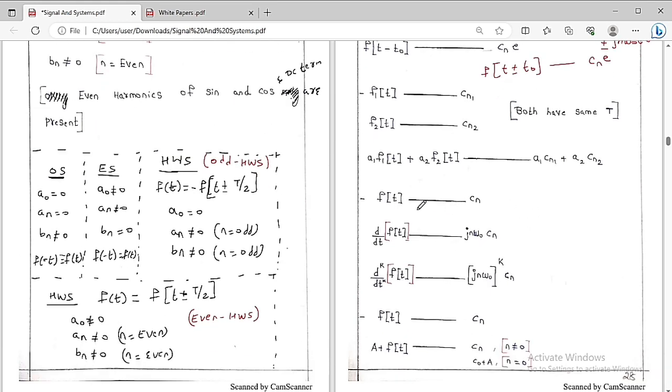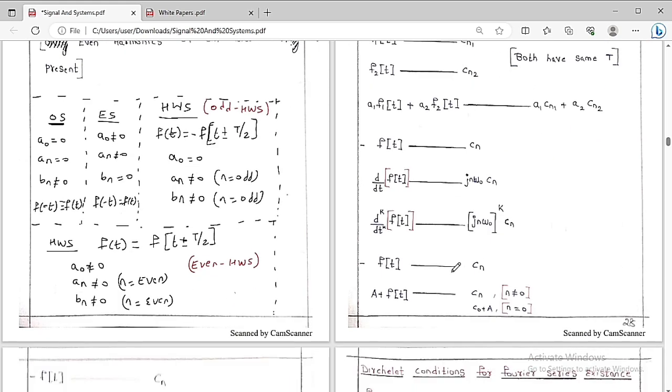Then suppose f(t) has the Fourier series coefficient Cn. Then d/dt of f(t) has the Fourier series coefficient j n omega naught Cn. And the kth derivative of f(t) has the coefficient (j n omega naught) to the power of k times Cn. So for d/dt of f(t), we have the coefficient j n omega naught Cn, and for the kth derivative, (j n omega naught)^k Cn. So these formulas you have to remember.